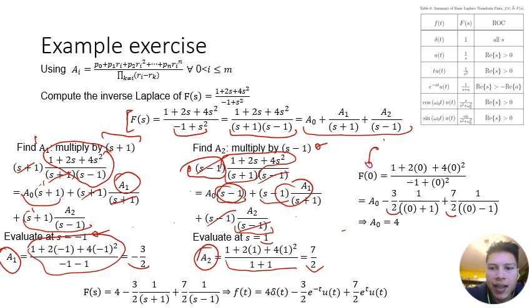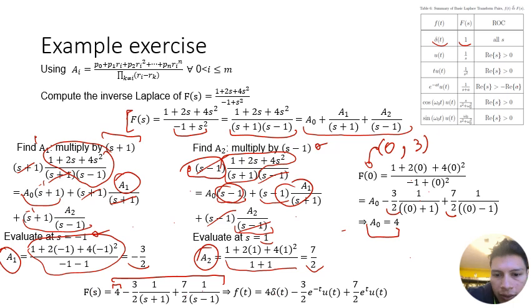In the last slide, we plugged in 0, and at first we got the wrong answer, but then we got the right answer. And then we plugged in 3, and in both cases we got 4. So once we have this, to do the inverse Laplace, we can just go to the table. So this 4 is actually 4 delta. This 3/2 over s plus 1 is just e to the negative t u of t times negative 3/2. And then s minus 1 is just e to the t u of t times 7/2.